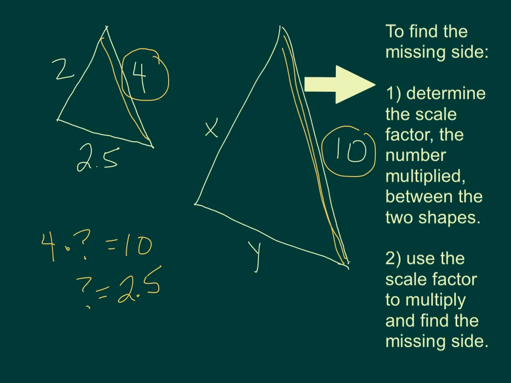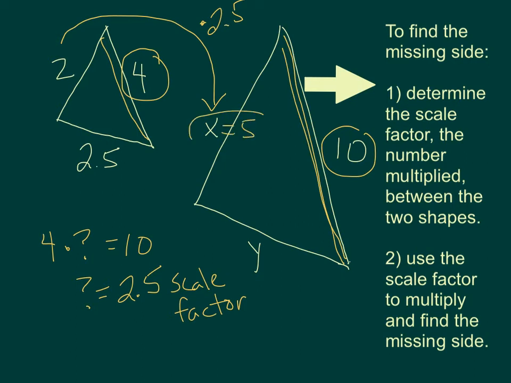Because 4 times 2.5 equals 10, that means my scale factor is 2.5. So when you're trying to find x, ask yourself first off, which side does it match up with in the other triangle? And the x matches up with the 2 in the other triangle. So to find x, you're going to take that 2 and multiply it by 2.5. And 2 times 2.5 is 5, so x is 5.